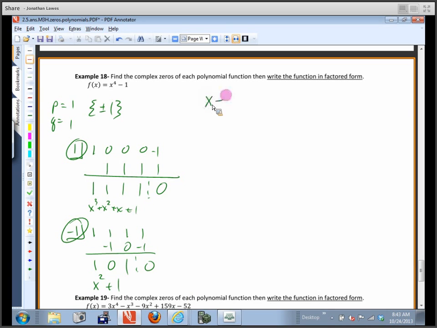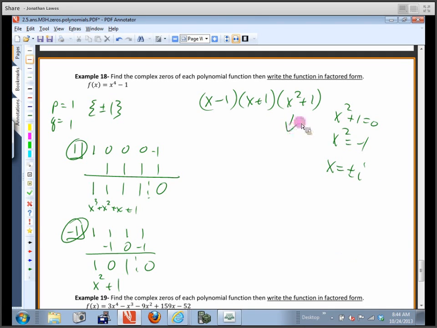So I've got a factor of x minus 1 from this one right here. I've got a factor of x plus 1 from this one right here. And then I've got this extra x squared plus 1. Haven't we done several of these? What are the answers that come from here? Help me out here. It's Thursday, for crying out loud. It's not Monday morning. What are the two answers? Plus or minus I, right?